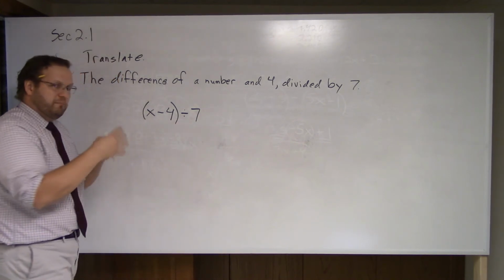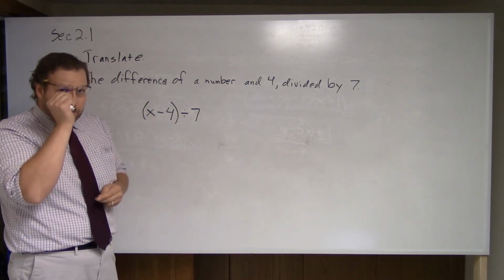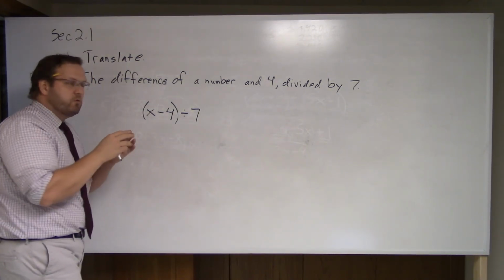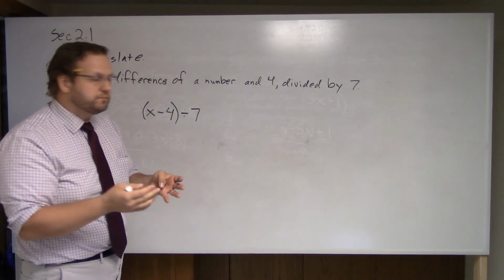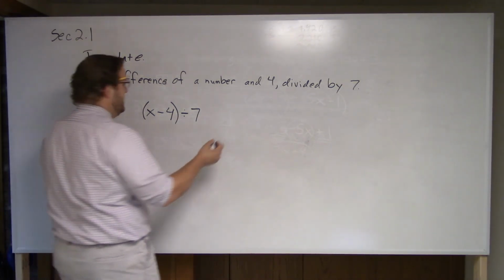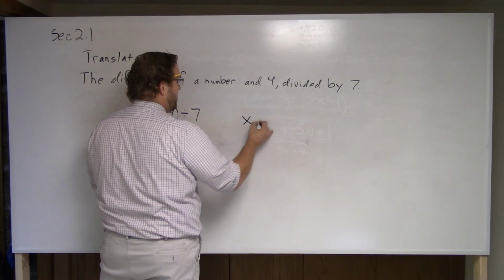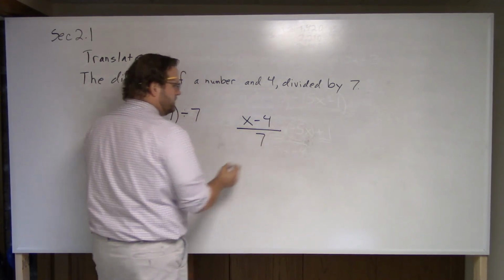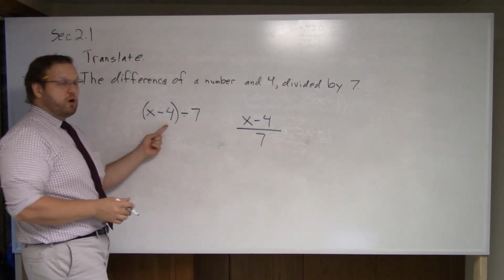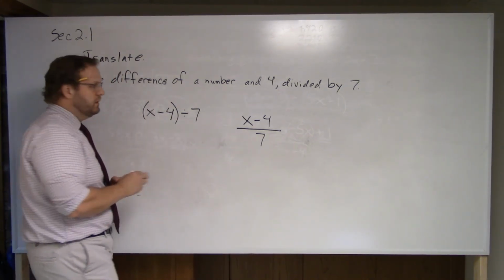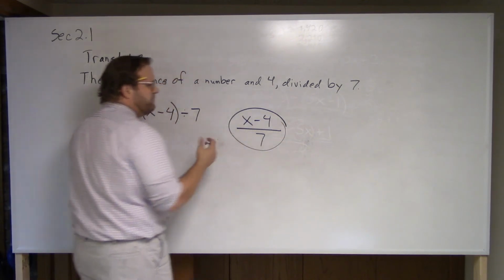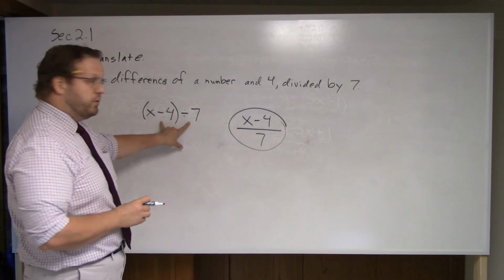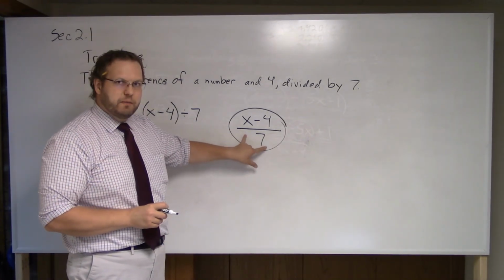Now, to make that writing a little bit easier, what we typically do is we don't show those parentheses. This is how we do it. Remember, division can be shown as a fraction. So I could write it like this instead. I'm going to take the difference of a number and 4, and I'm going to take that whole thing divided by 7. This is not wrong as long as you have those parentheses. This is more of the typical way that it's written algebraically, though. Okay? So again, perfectly fine. This is a little bit better.